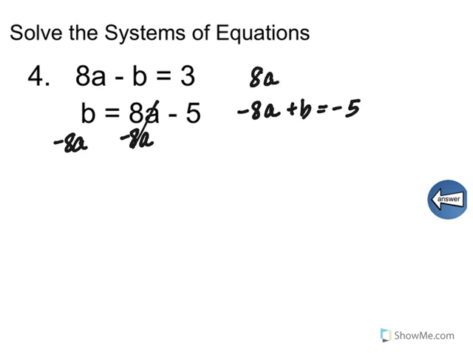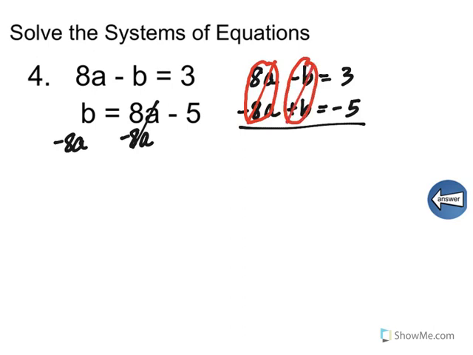We want to line them up. So I would have 8a minus b equals 3. That didn't change. Negative 8a plus b equals negative 5. I'm going to eliminate here. What you'll notice is that the coefficients in front of a are already opposite. That cancels. The coefficients in front of b are also opposite. So that cancels. So we're left with 0 on this side.